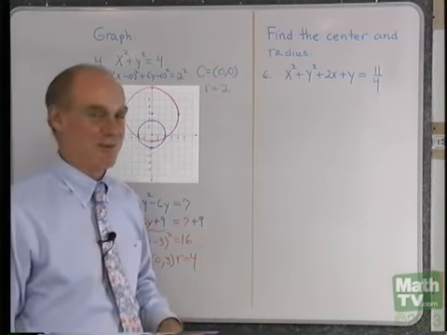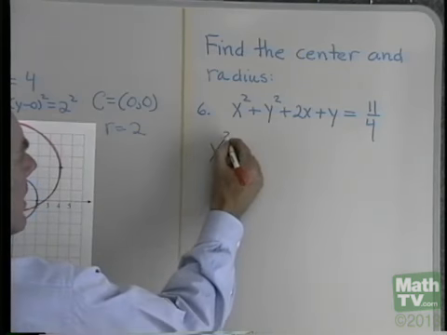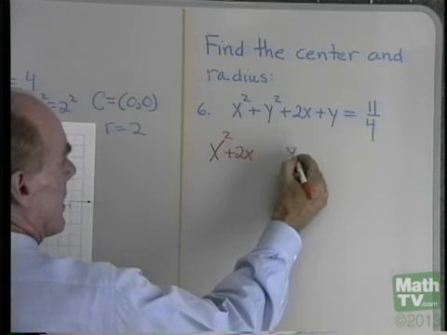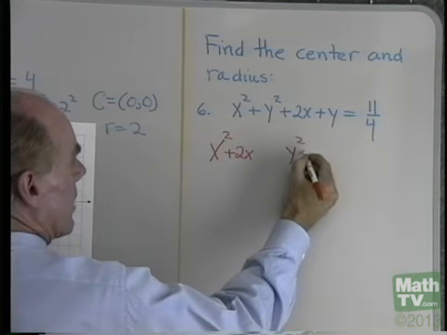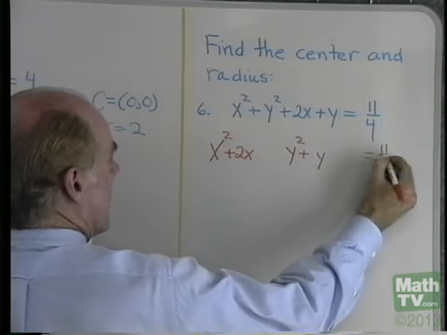Now let's go to the next problem. So I want to find the center and radius. I have x squared plus y squared plus 2x plus y is equal to 11/4. So I'm going to have to do some completing the square here on both x and y. So let me write x squared plus 2x and leave a little space. Now let me see if I can get this right this time. Y squared plus y, leave a little space, is equal to 11/4.